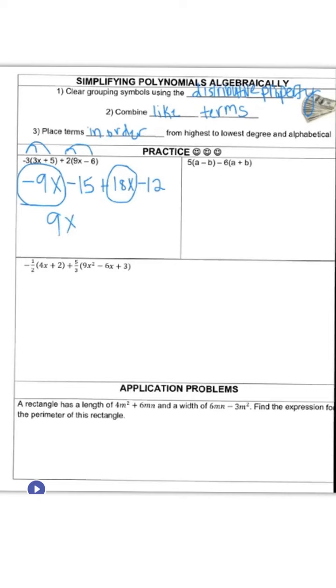Then combine your numbers. So I just have negative 15 plus negative 12. So negative 15 minus 12 would be negative 27. So my final answer would be 9x minus 27, and that is in the correct order.